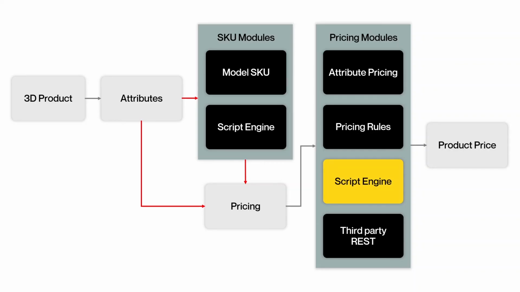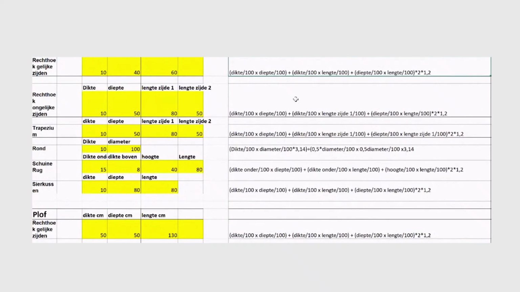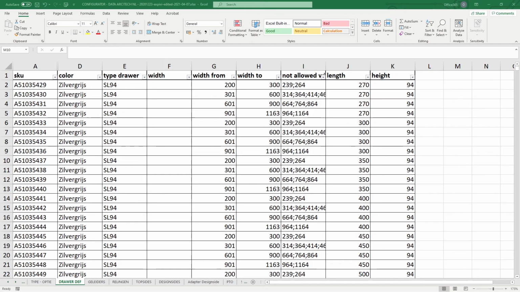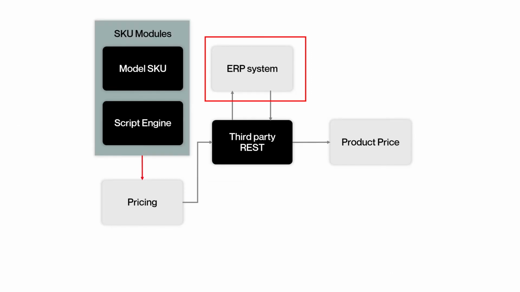The third pricing module is Script Engine. Script Engine makes it possible to use your data source, for example CSV files, and apply very complex price calculations to it. For example, if you need to calculate the price based on the width, length, and height of the product, you can add these values in a spreadsheet with the corresponding price. The final pricing module is the External API, which makes it possible to connect Expivi with, for example, your own ERP system to retrieve the prices from, based on the selected SKUs. All calculations are done on the side of the ERP system.